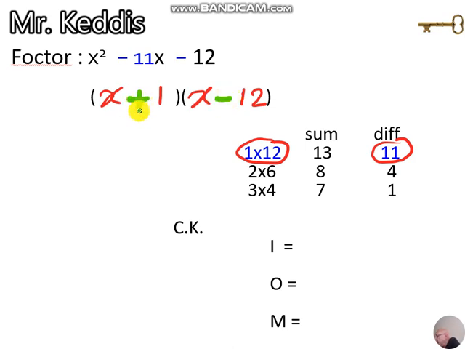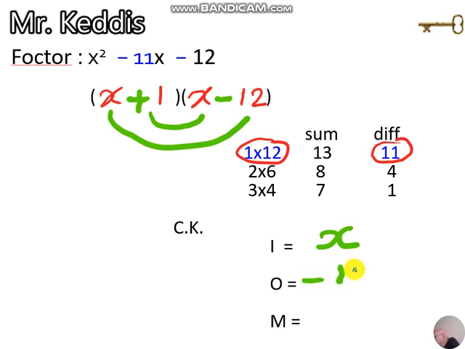To make sure the middle term is negative 11x, if it were positive 11 I would need to switch the signs. The inner product is positive x and the outer product is negative 12x. Because the signs are different, I take the sign of the higher number, 12 being higher than 1, and I subtract 12 minus 1 to get 11. So the middle term is negative 11x, and I don't need to switch the signs. My answer is correct.